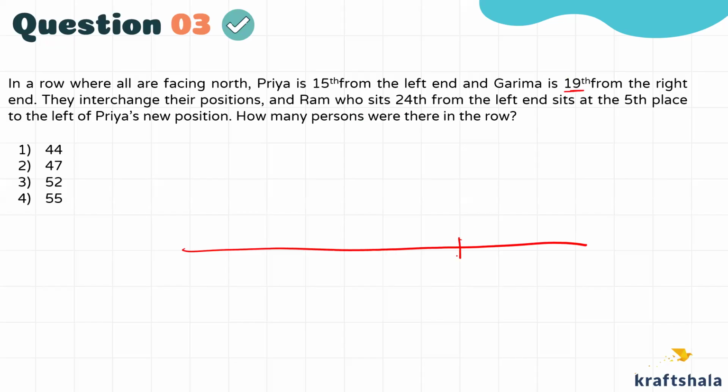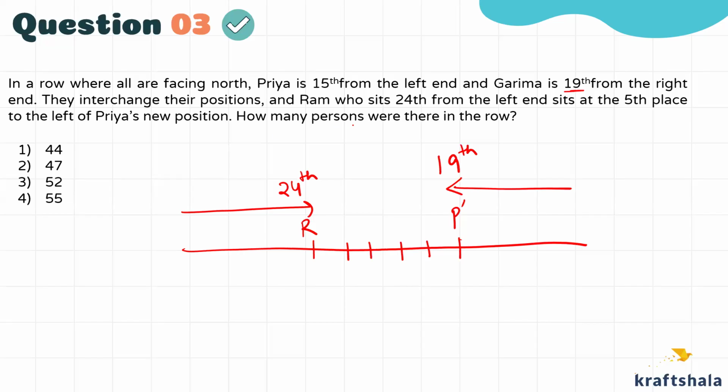So let's say this is Priya's new position, and this position is 19th from the right because they are interchanging, right? Ram sits at fifth place to the left of Priya's new position. So one, two, three, four, five. This is Ram, and Ram is 24th from the left end. So this is 24th from the left.